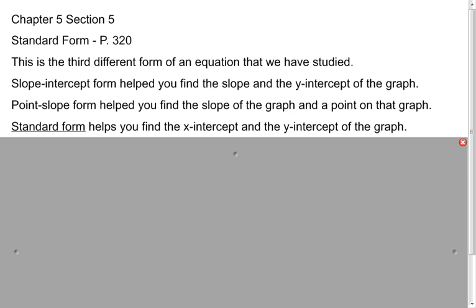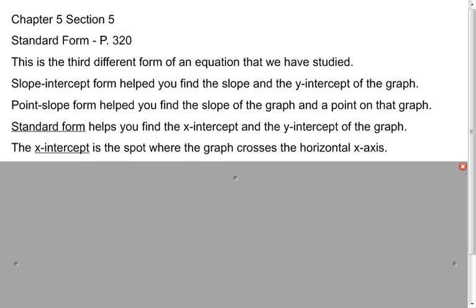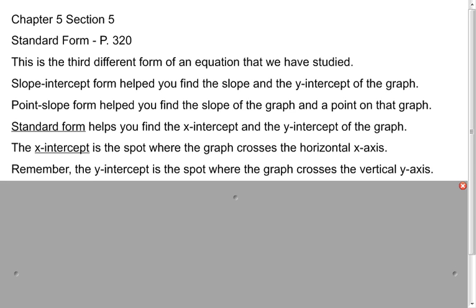The name doesn't help you in this one. Standard form helps you find the x-intercept and the y-intercept of your graph. Standard form doesn't have anything in the name that talks about intercepts, so you just have to remember that one. The x-intercept, we haven't talked about that before. That's the spot where the graph crosses the horizontal x-axis. We have talked about the y-intercept, but just remember the y-intercept is the spot where the graph crosses the vertical y-axis. So we're trying to find two things in standard form, the x-intercept and the y-intercept.